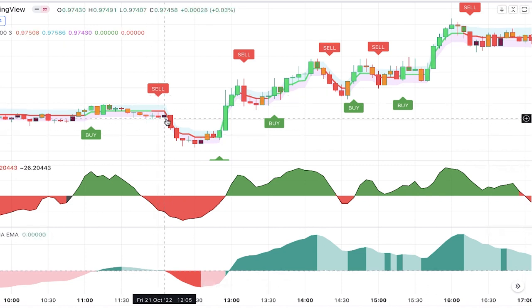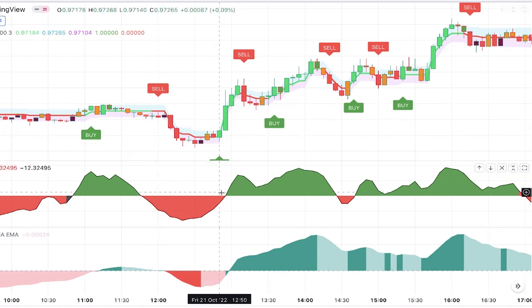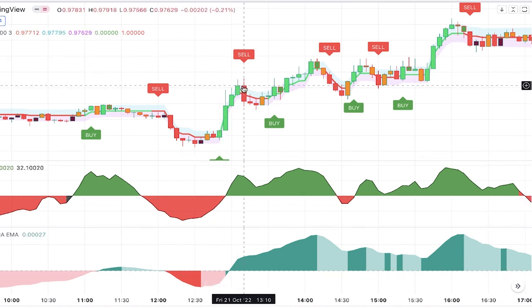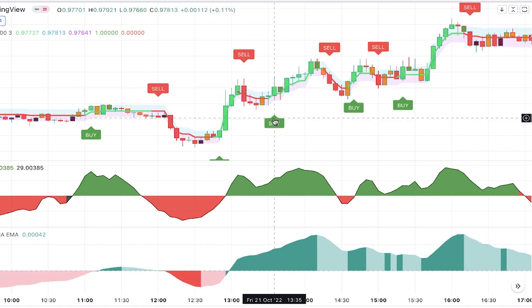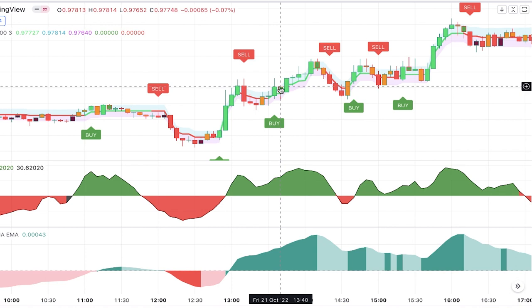short position here. Here a buy signal, but both stochastic histogram and MACD histogram are red, so not confirmed. Here a similar situation, we got a sell signal, but both stochastic and MACD histogram are green. So here also we don't open a short position. And here we got a confirmed signal. It's a buy signal and both of our histograms are green. So we can enter a long position here as the new candle is opened.